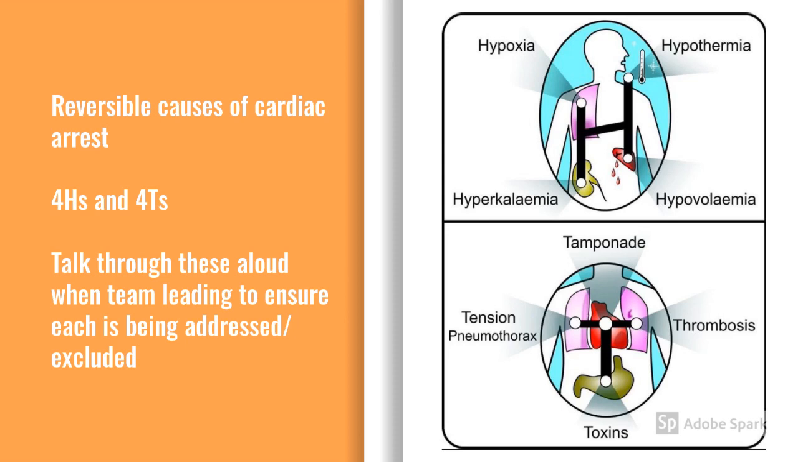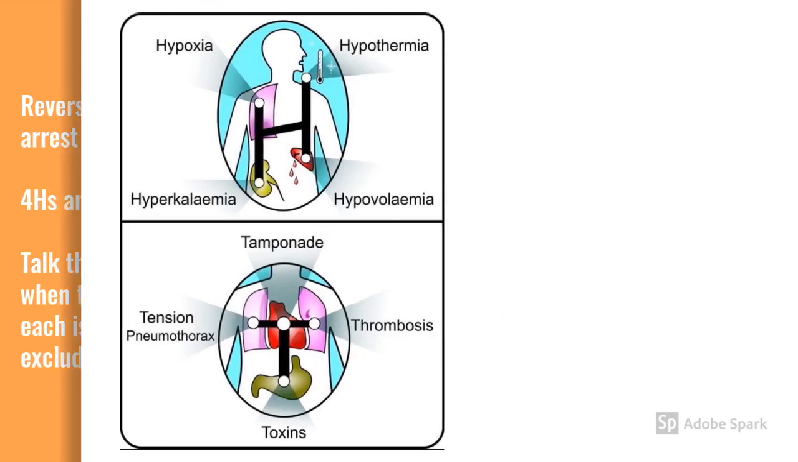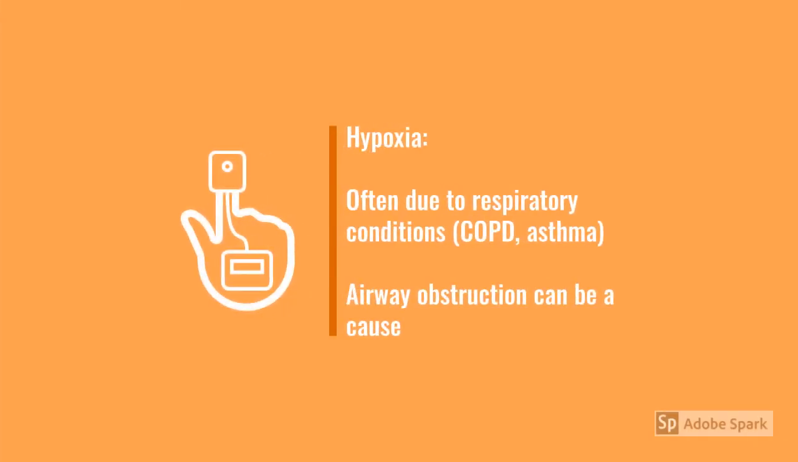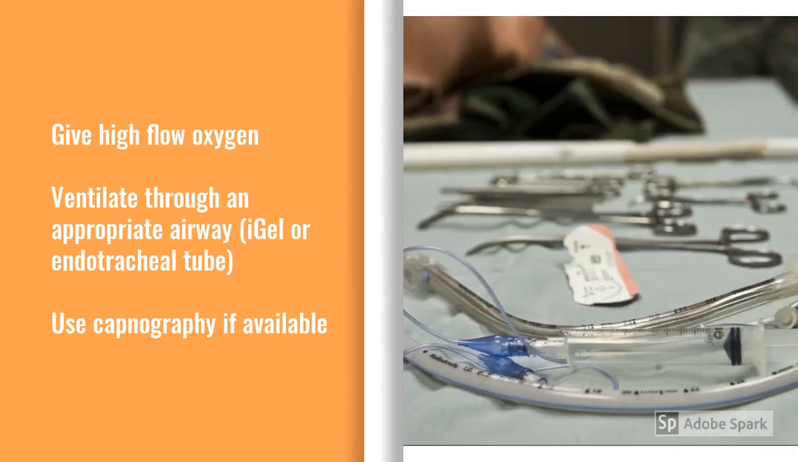In terms of the 4Hs, the first H that we have is hypoxia. What sort of arrests are they going to be? Well, predominantly things like asthma, COPD patients, branching into things like airway obstructions. What are we going to do for that? Well, we're going to be ventilating these patients anyway, ensuring that they have good advanced airways, so stepping up through your OPs, NPs, I-gels to tracheal intubation, making sure that there's good air entry, that you're ventilating well, and having a look at your CO2 monitoring as you go along. You're going to want to make sure that there's gold standard airway management going on there.